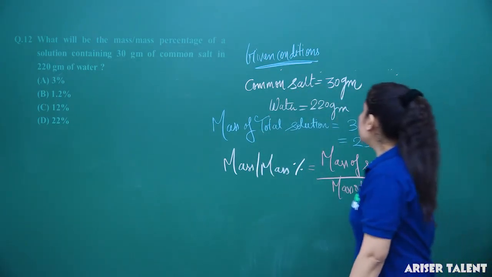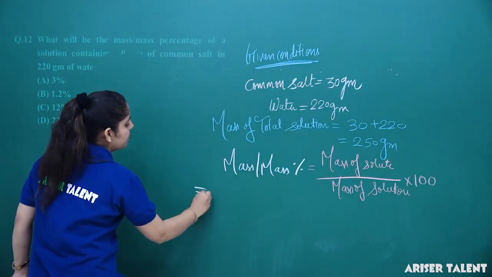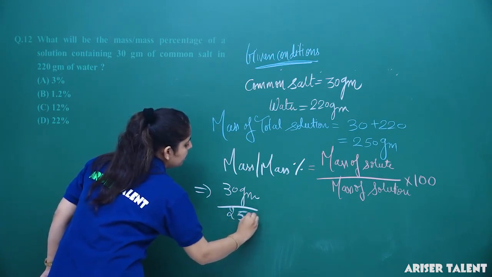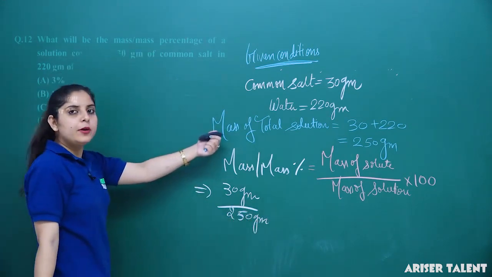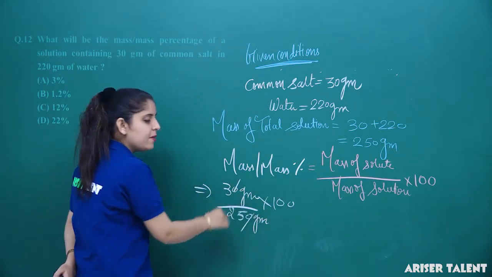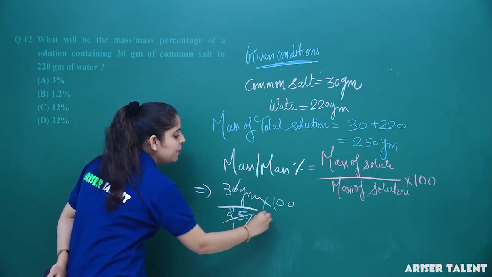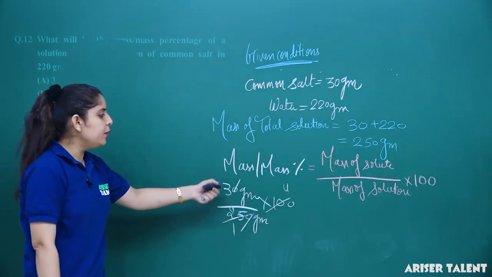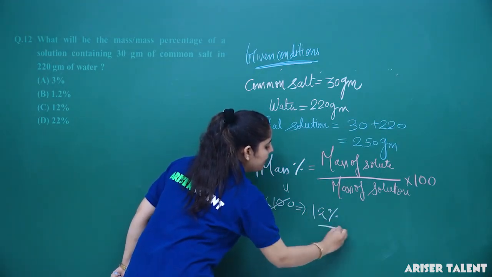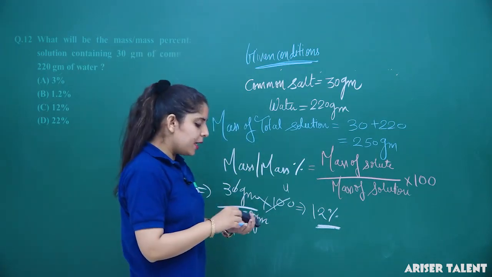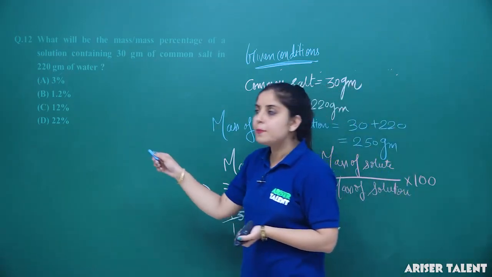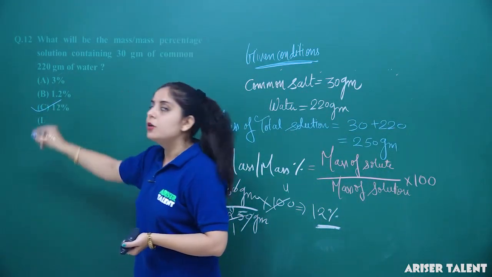So, mass of solute given here is 30 gram. Mass of solution is 250 gram that we have calculated, into 100. So, 10 will be cancelled by 10, 25 ones are 25 and 25 fours are 100, and 4 into 3 will give you 12. 12% because you have to determine the mass by mass percent. So the answer came out to be 12% here. So which is the correct option? I can find that option number C will be correct here, that is 12%.